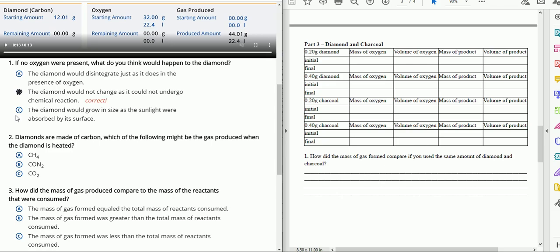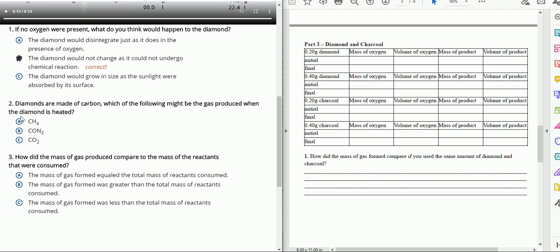Well, it turns out that nothing would happen. The diamond would not change, because in order to observe this change, to have this chemical reaction be carried out, we have to have the presence of oxygen, because oxygen is involved in the reaction. If there is no oxygen, the reaction cannot progress.